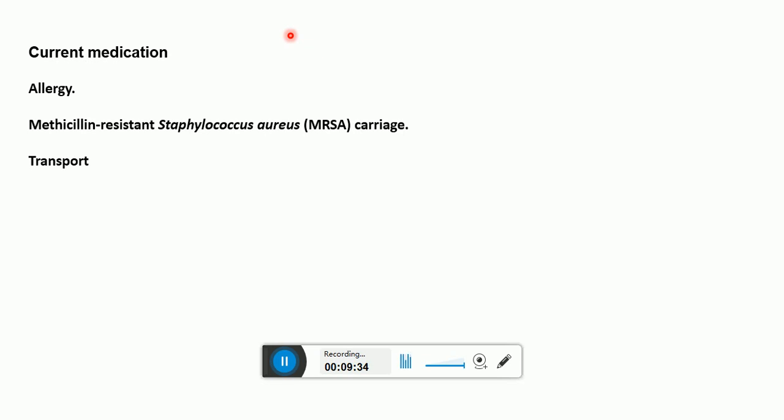Sticking plaster, local anesthetics, insect bites, because there is cross-reaction with hyaluronidase. It is often used with local anesthesia.